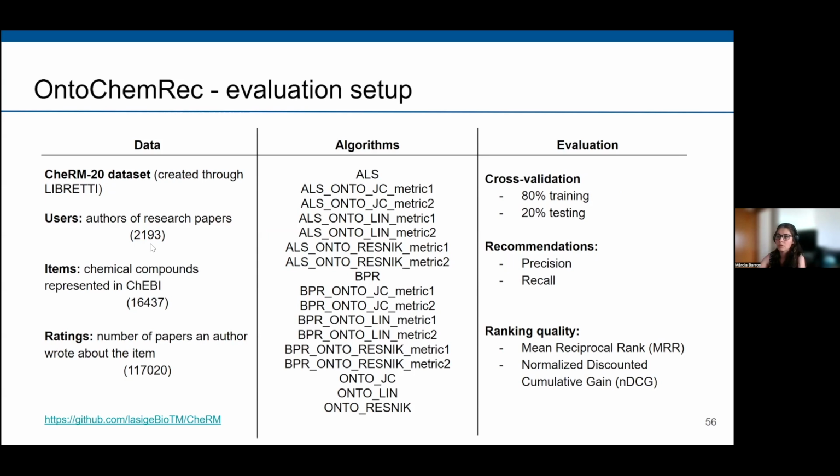We have more or less 2,000 users, 16,000 chemical compounds, and more than 100 ratings. We tested different types of combinations between collaborative filtering, content-based, and the hybridization metrics. We used cross-validation, and we tested this for precision, recall, reciprocal rank, and normalized DCG.